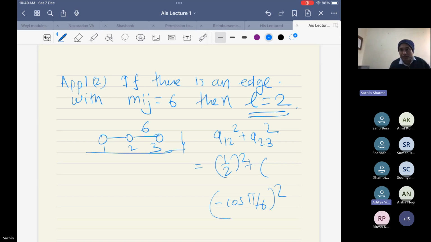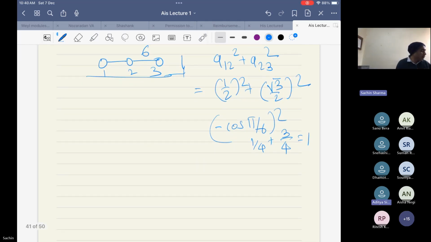Root 3 upon 2, what is the value of cos pi by 6? Root 3 by 2 squared. Again, this will give us 1 by 4 plus 3 by 4, which is 1. So this is contradicting lemma 2 again.